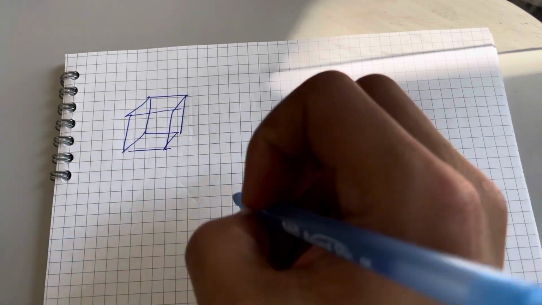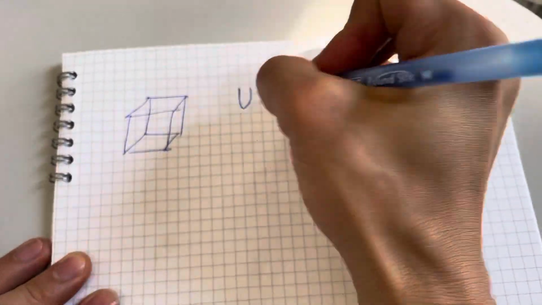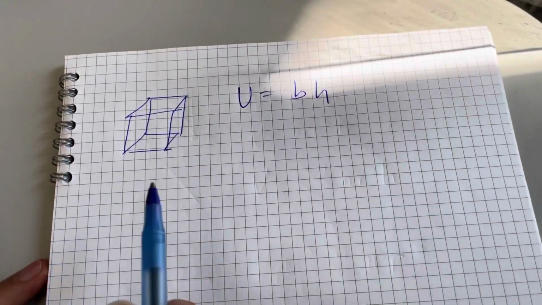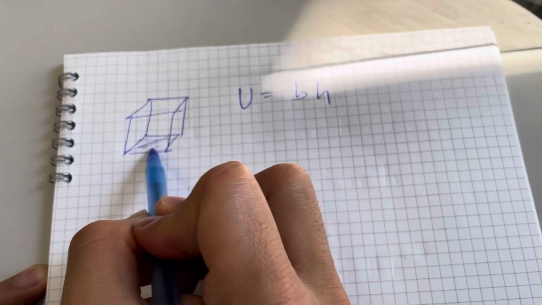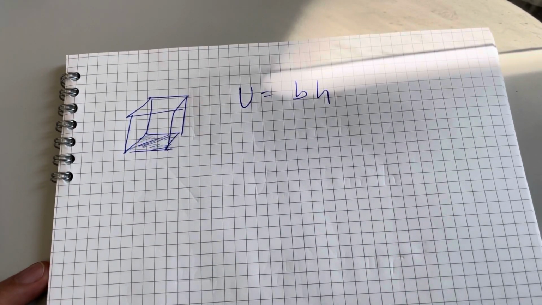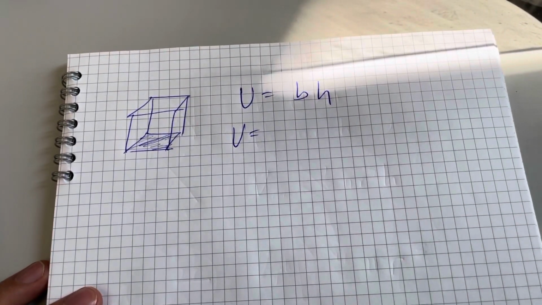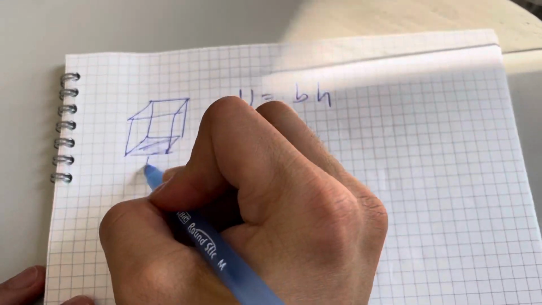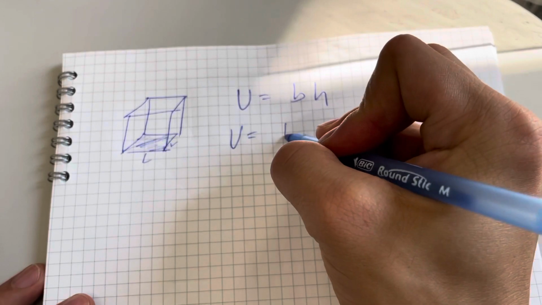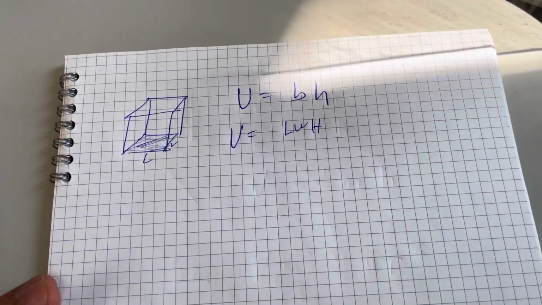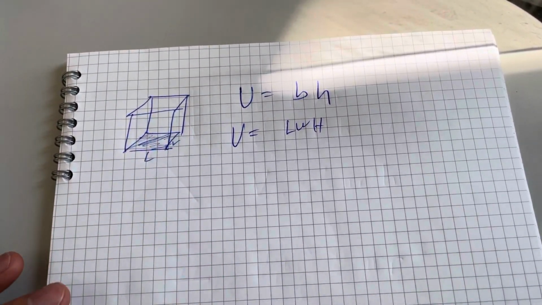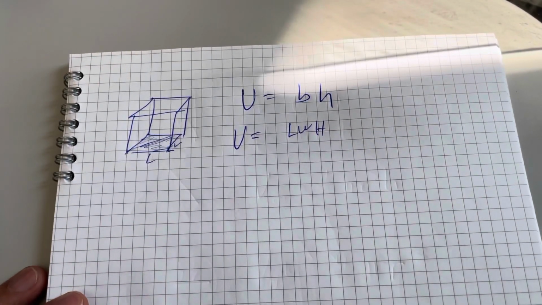Once again, if we're trying to solve for volume here, volume equals base times height. What's the base right here? The base is actually a rectangle, right? And how do you solve for the area of a rectangle? Well, it's very simply length times width. So it's going to be length times width times height. And that's how you solve for any rectangular prism, right? It's just length times width times height.